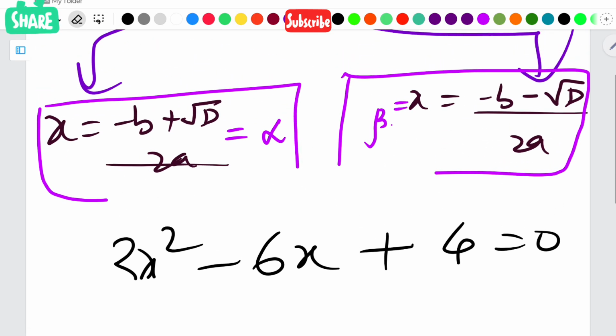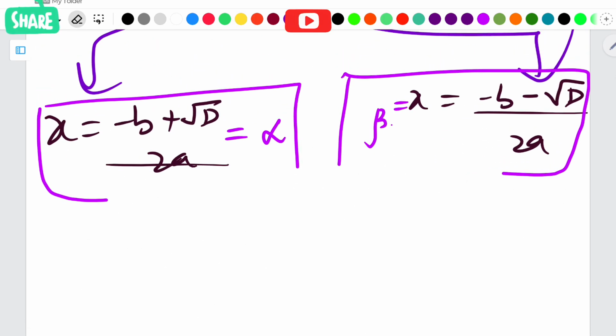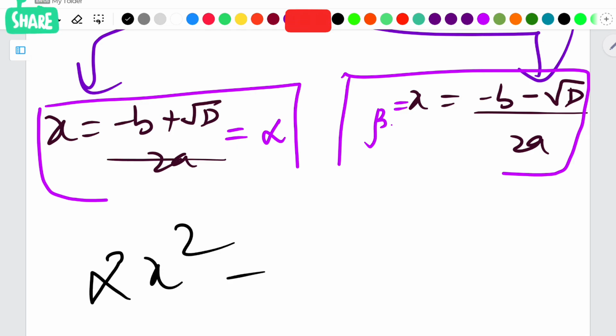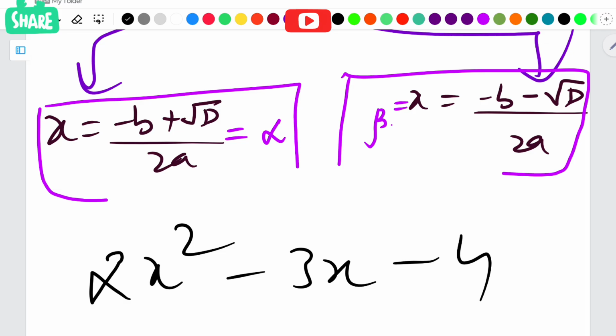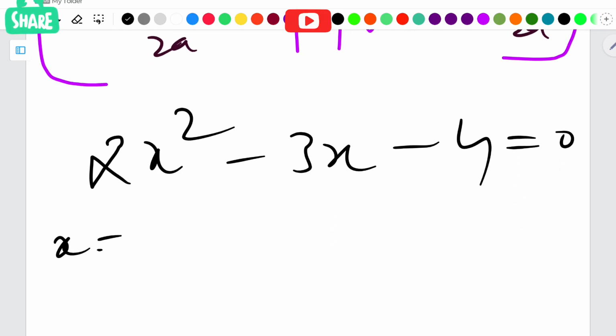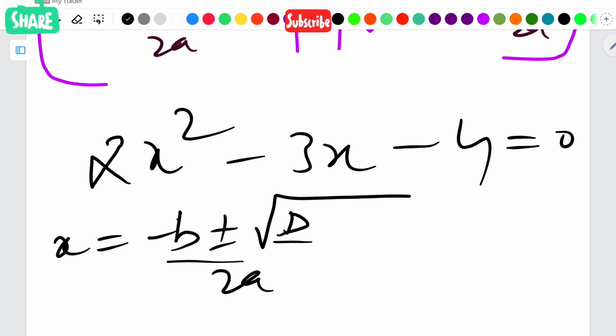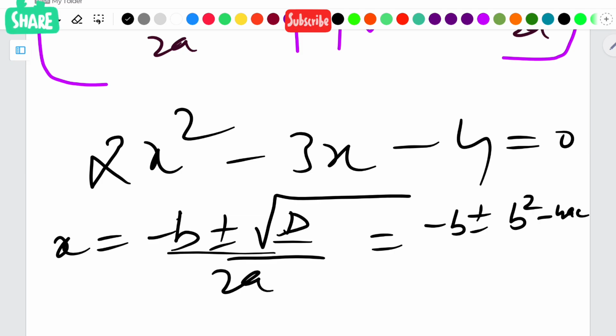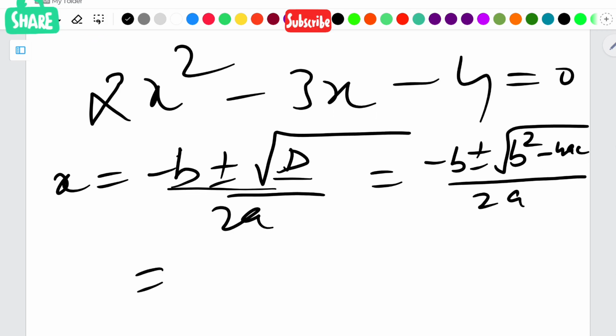Okay, let us consider the quadratic equation 2x square minus 3x minus 4 is equal to 0. Using the quadratic formula, you can find out the value of x, minus b plus minus root under d by 2a. This implies minus b plus minus root of b square minus 4ac by 2 times a.